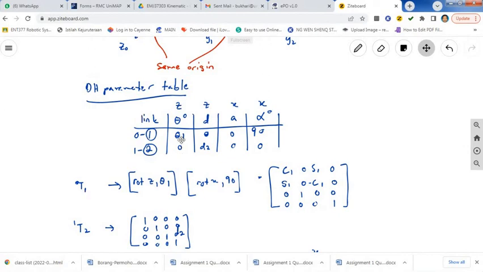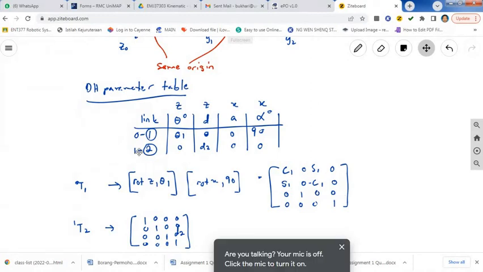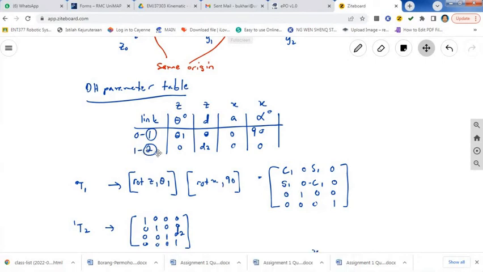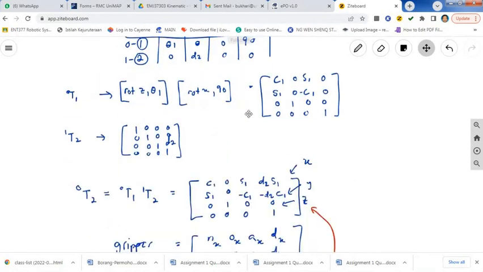So 0 to 1 means you have rotation matrix Z, and then you have rotation X. After multiplying these two rotations, you get this matrix. And then from frame 1 to frame 2, at joint 2, you have only translation on Z. So for translation on Z, you put your identity matrix 1, 1, 1, 1, and then you have Z, D2 translation.